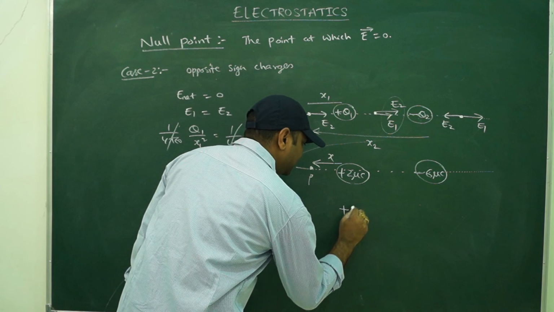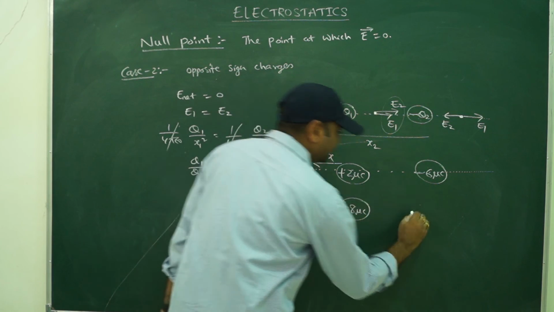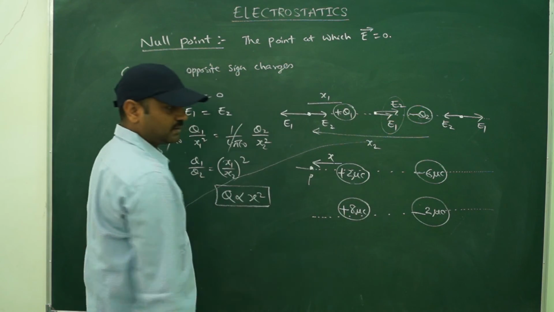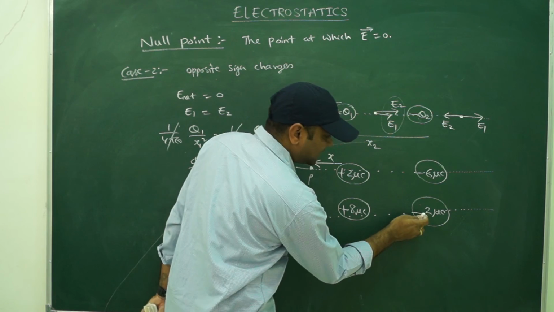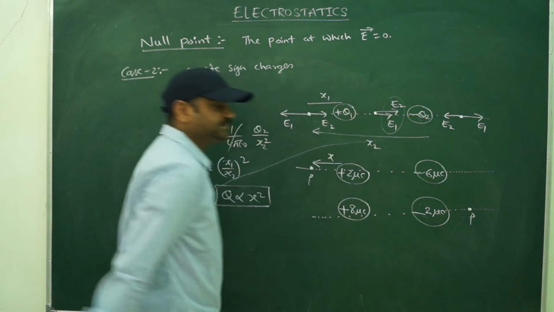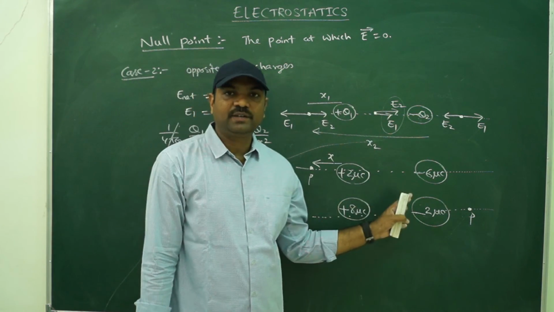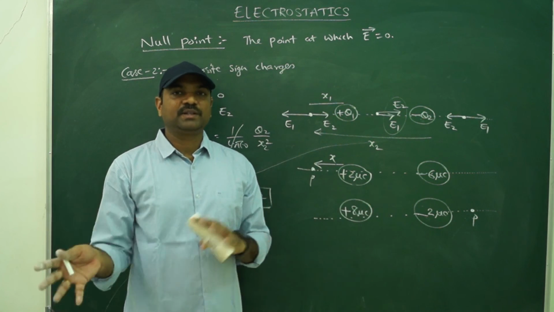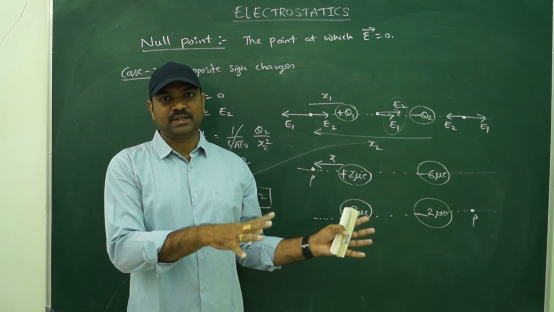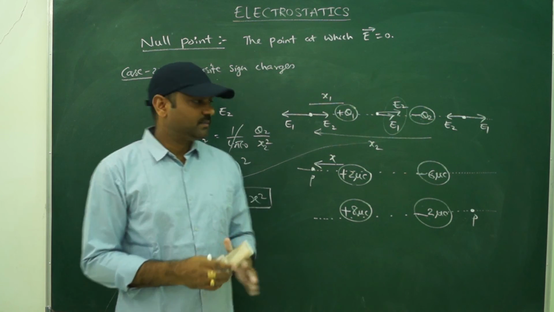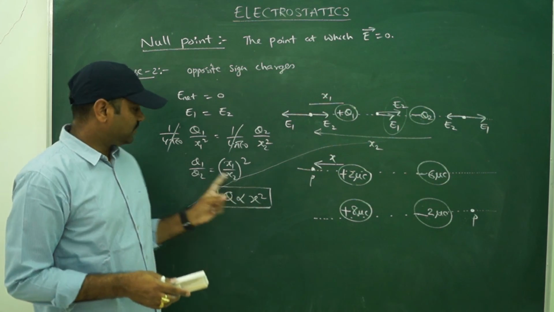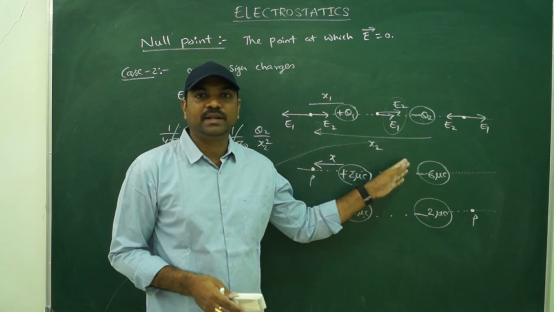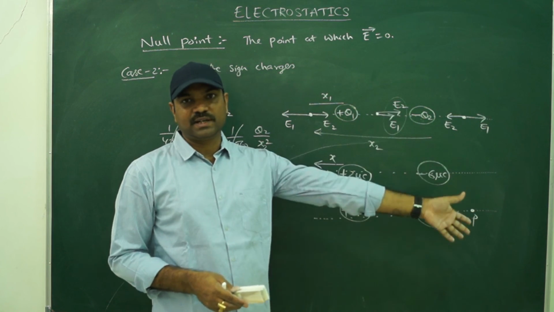Suppose I am taking plus 8 microcoulomb and minus 2 microcoulomb. Then what is the null point? The null point will be closer to the lesser magnitude, meaning somewhere on this side. So like this you can identify the null points for a given combination of charges. Whether similar charges are given or opposite sign charges are given, you can identify the null point by using this logic. For both cases, you can apply Q1 by Q2 is equal to x1 by x2 whole square. But check whether the null point is in between the charges or on the left or right side of the charges.